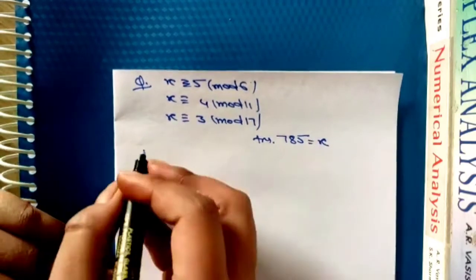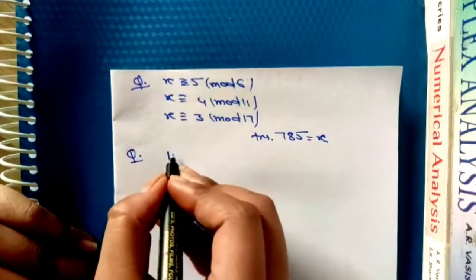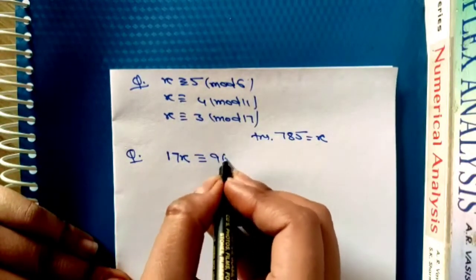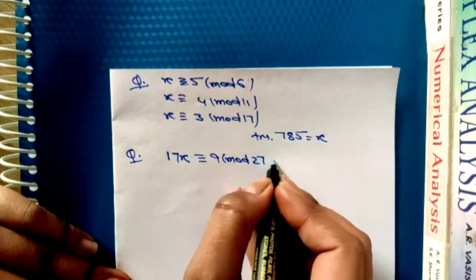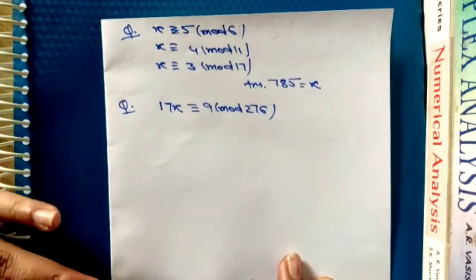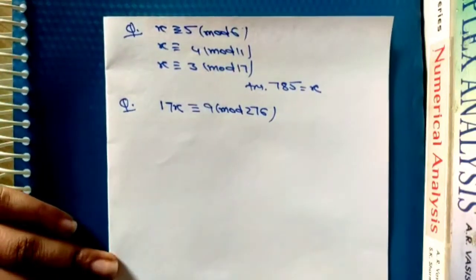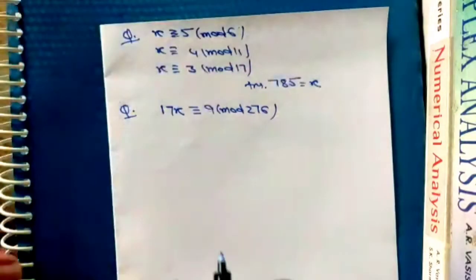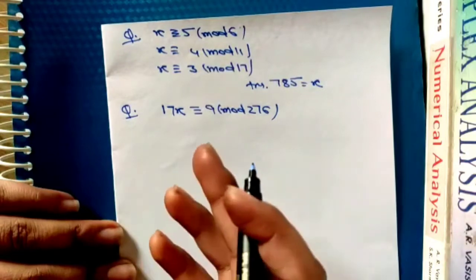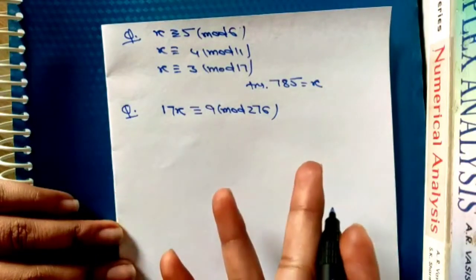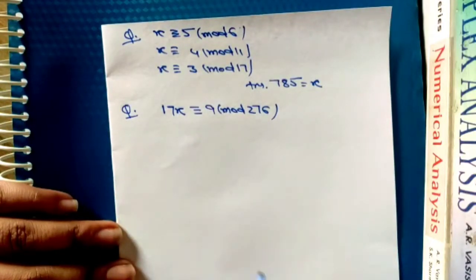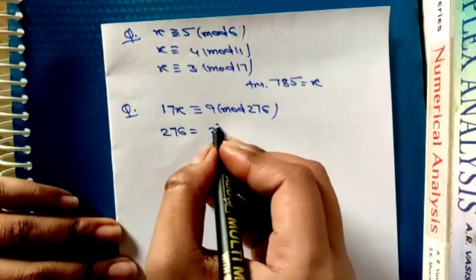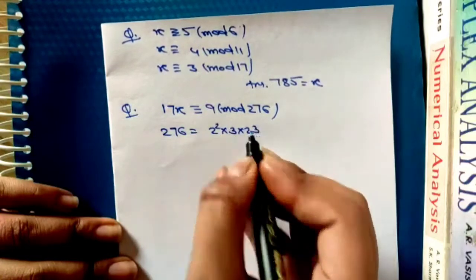Okay. Now next question is solve the linear congruence 17x congruent 9 modulo 276. So this is the most asked question for this video. So I am going to solve it using Chinese remainder theorem. Okay. So first of all, to make the linear congruence in the format of Chinese remainder theorem, you have to find the factorization of 276. You find 2 square times 3 times 23.